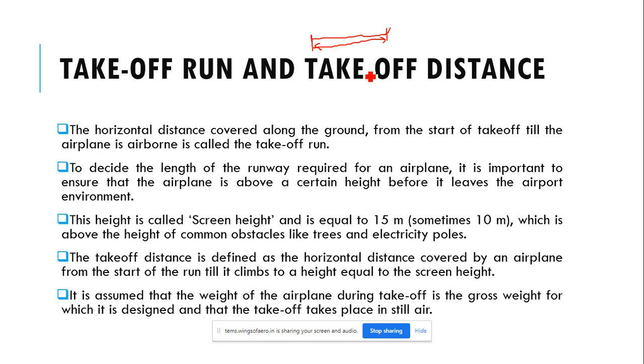Then the next one is the takeoff distance. Takeoff distance is the horizontal distance covered by an airplane from the start, from here, to the screen height. The screen height is nothing but the height reached by an aircraft after it takes off from the ground. Initially the screen height will be about 10 meters or 15 meters. That much area is called the screen height.